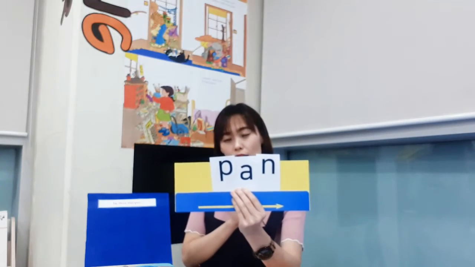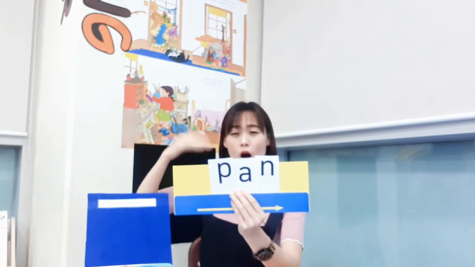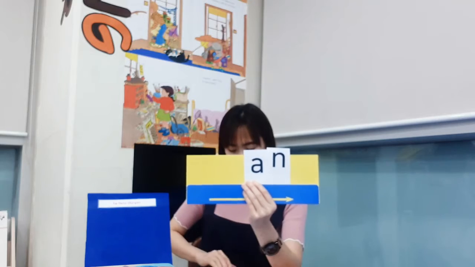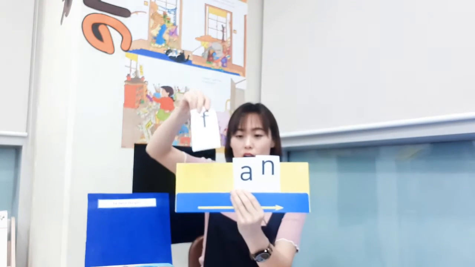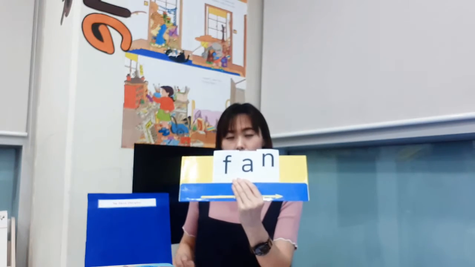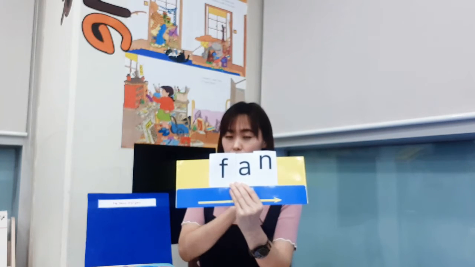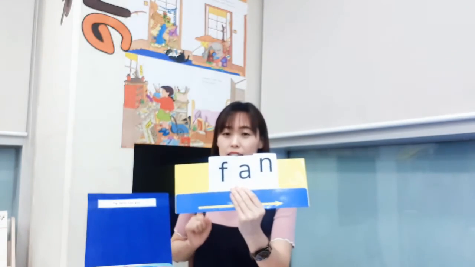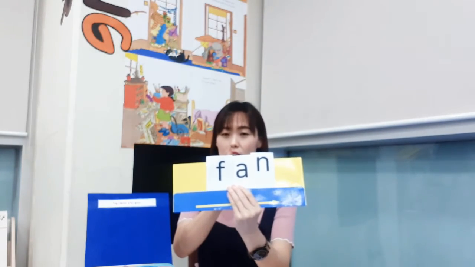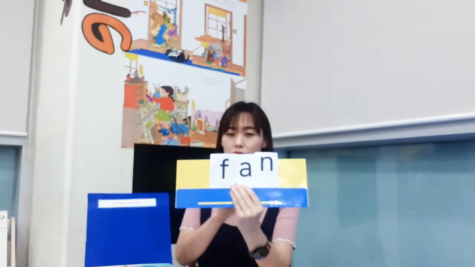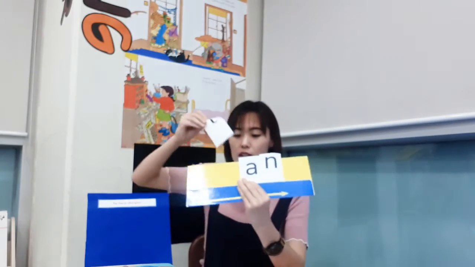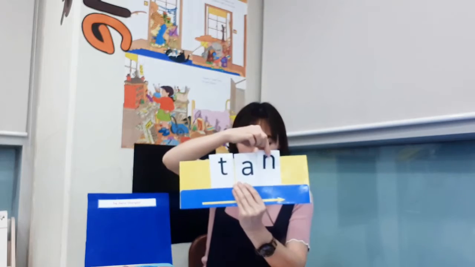Now I want you to make fan. Oh, so hot. I need a fan. Okay, take this one out. And we need to put the one that makes f sound. Yes, fan. Good. Very good. And on Wednesday, you learn that Ted was very sad. His dad was missing, right? So I want you to make Ted. What makes T sound? So we have to change this F to letter T. Good. Ted.